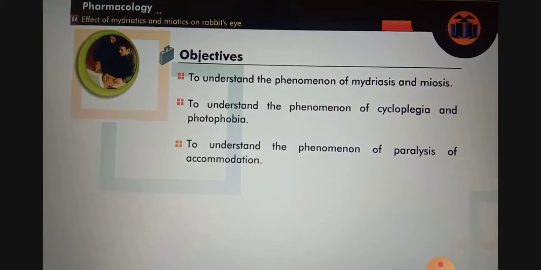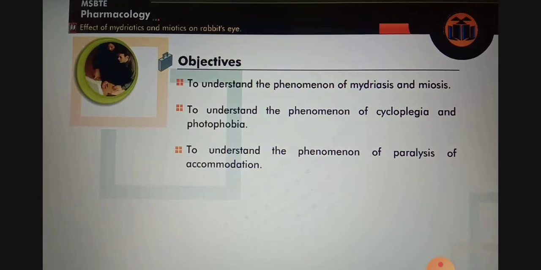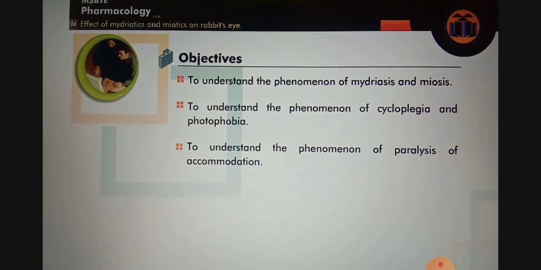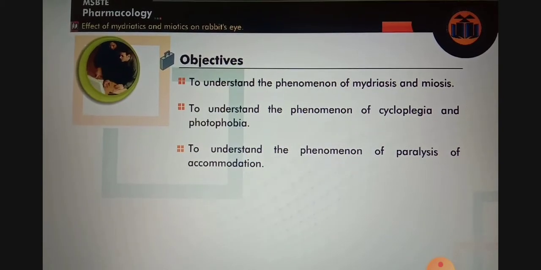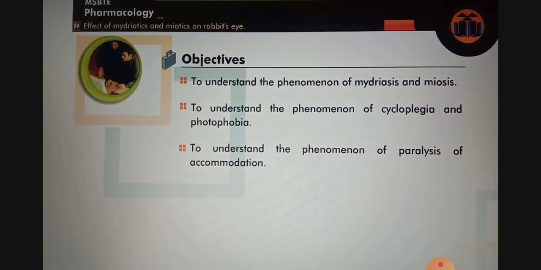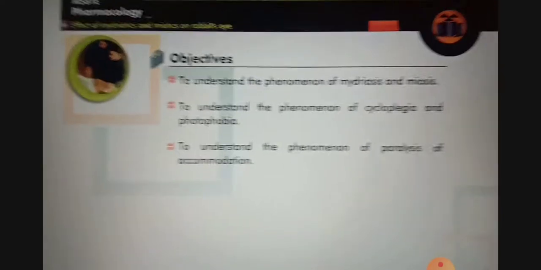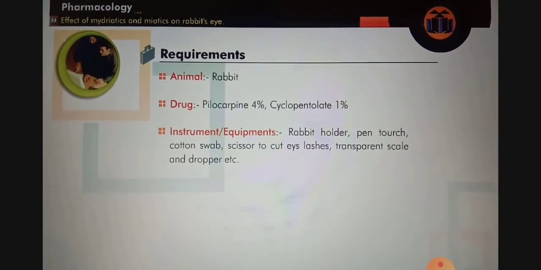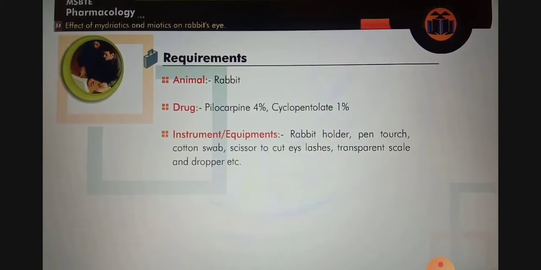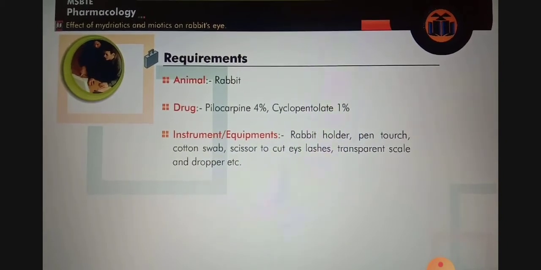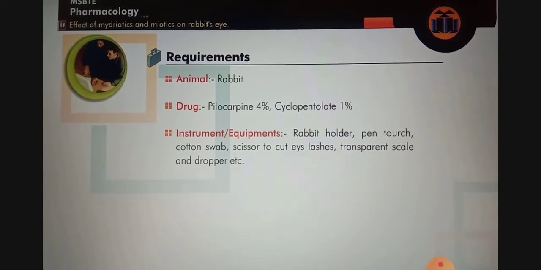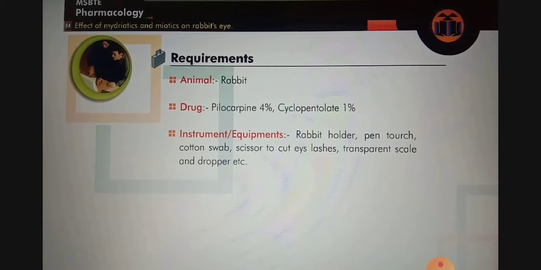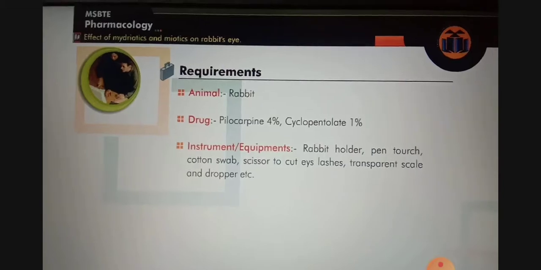Objectives of this experiment are to understand the phenomenon of mydriasis and miosis, to understand the phenomenon of cycloplegia and photophobia, and to understand the phenomenon of paralysis of accommodation. Requirements for this experiment: we need animal rabbit, drugs pilocarpine 4% and cyclopentolate 1%, instruments and equipment: rabbit holder, pen torch, cotton swab, scissor to cut the eyelashes, transparent scale and dropper, etc.